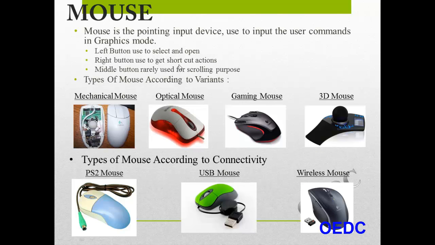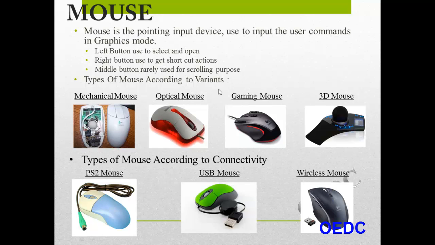Then comes the mouse. A mouse is the pointing input device used to input the user commands in graphics mode. There are three different buttons of the mouse: left button, right button and middle button. So this one is the left button, this one is the right button and this one is the middle button. The left button is used to select or open. The right button is used to get shortcut actions. The middle button is rarely used, for scrolling in internet applications.